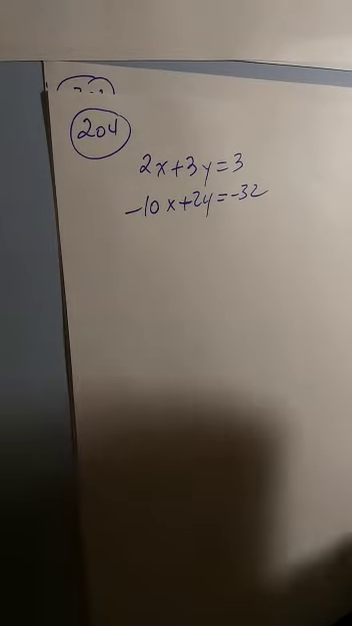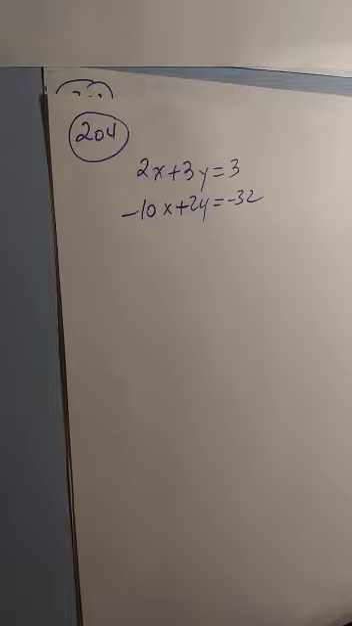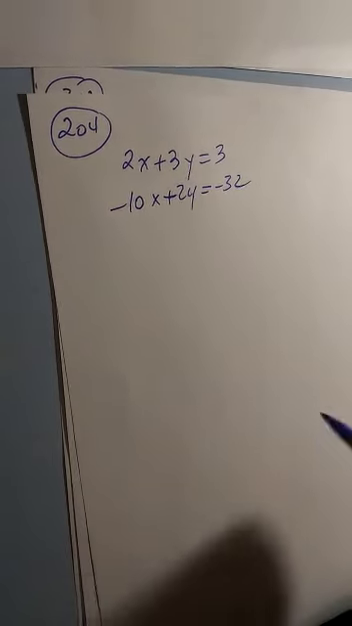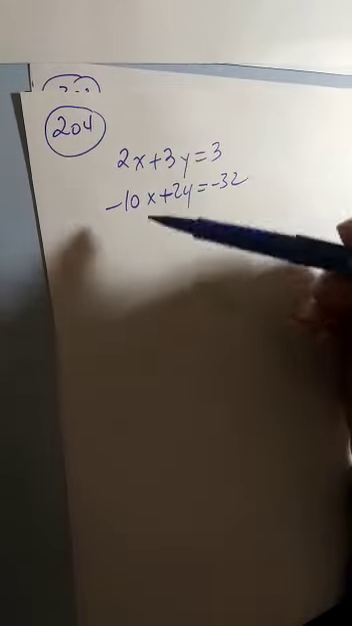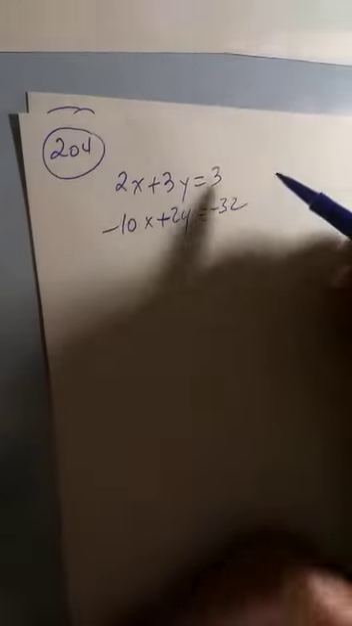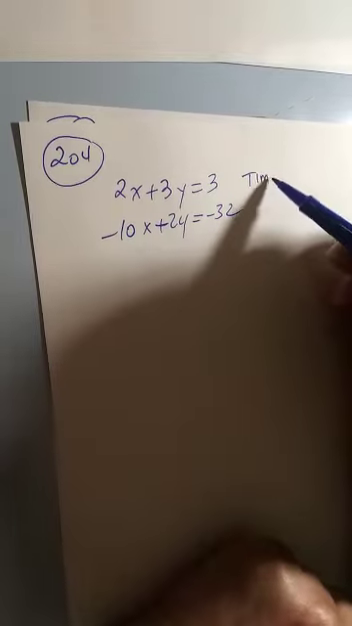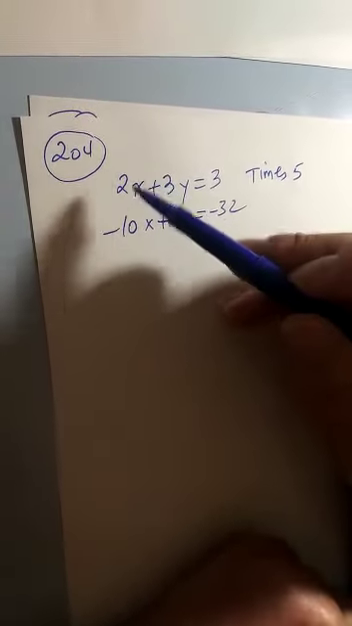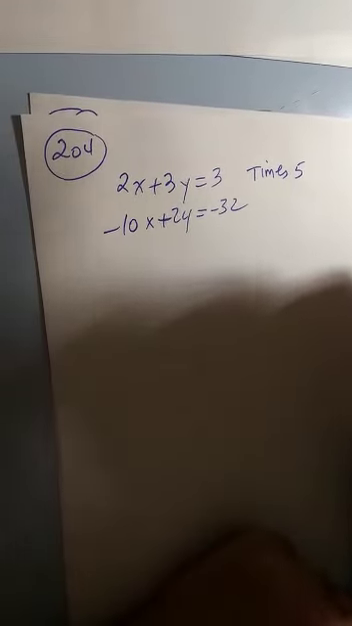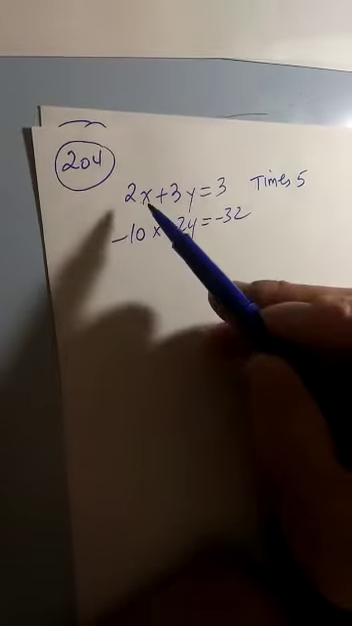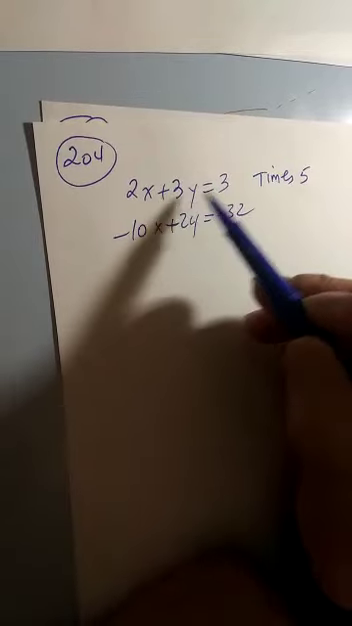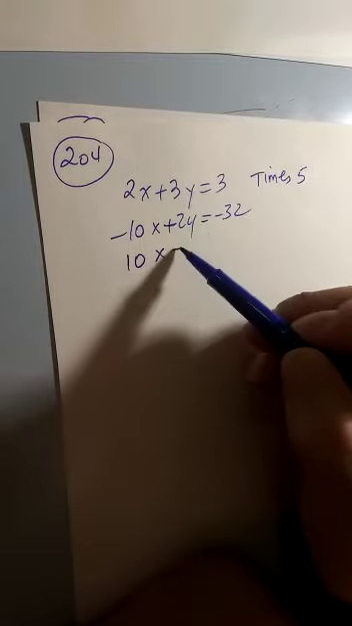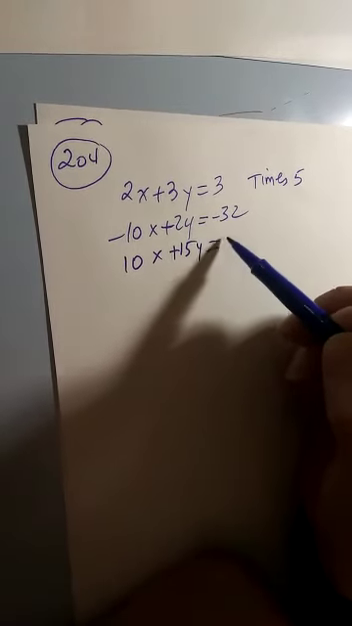This is what we do. We figure out what number to multiply one of the equations by, or both equations, so that one of the unknowns will cancel. I'm going to multiply the first equation by 5. If I do, 2 times 5 is 10, and 10 will cancel the minus 10. So make sure you multiply every term in the first equation by 5. 2 times 5 is 10, so that's 10x. 3 times 5 is 15y equals 15.